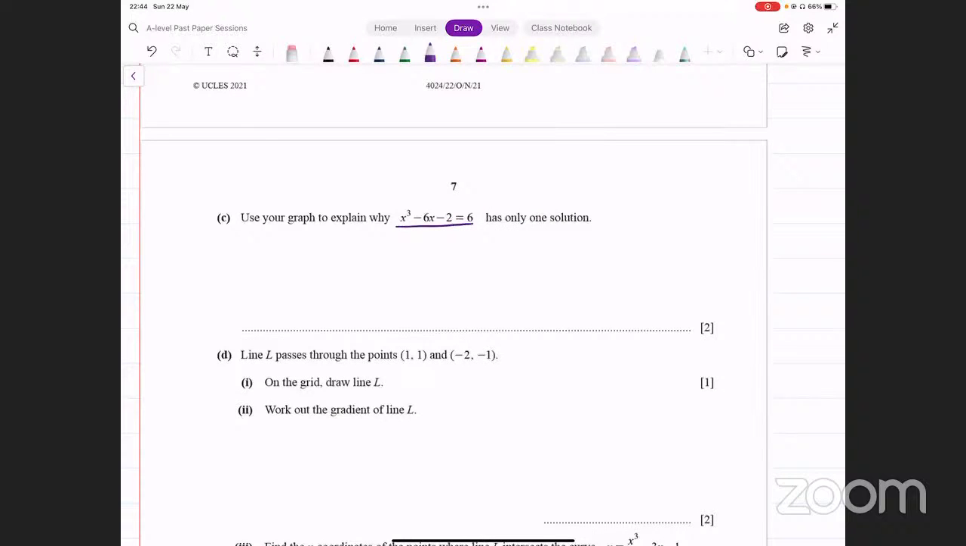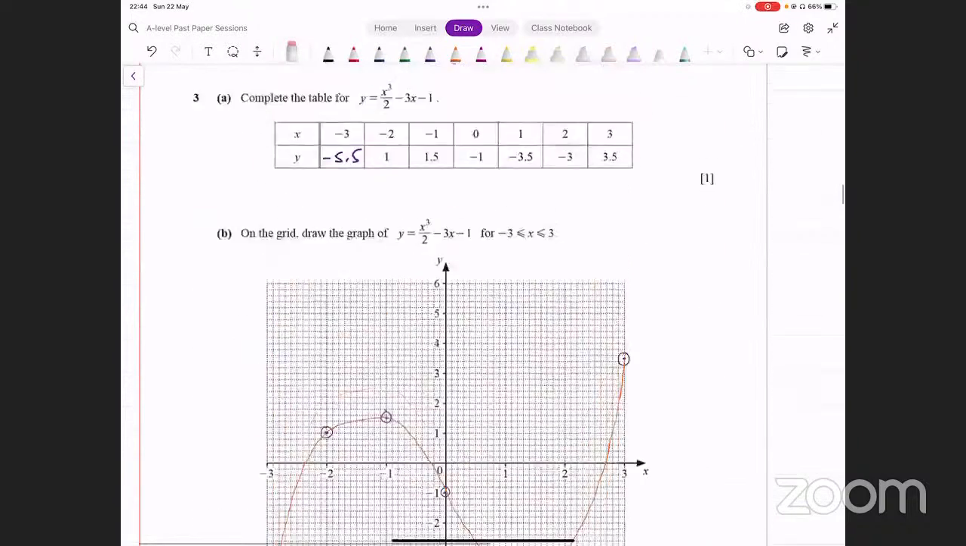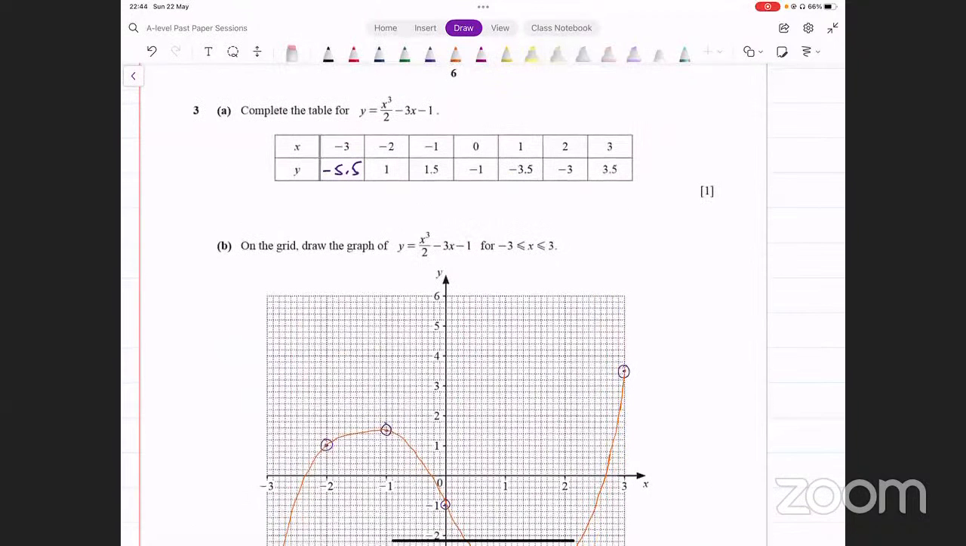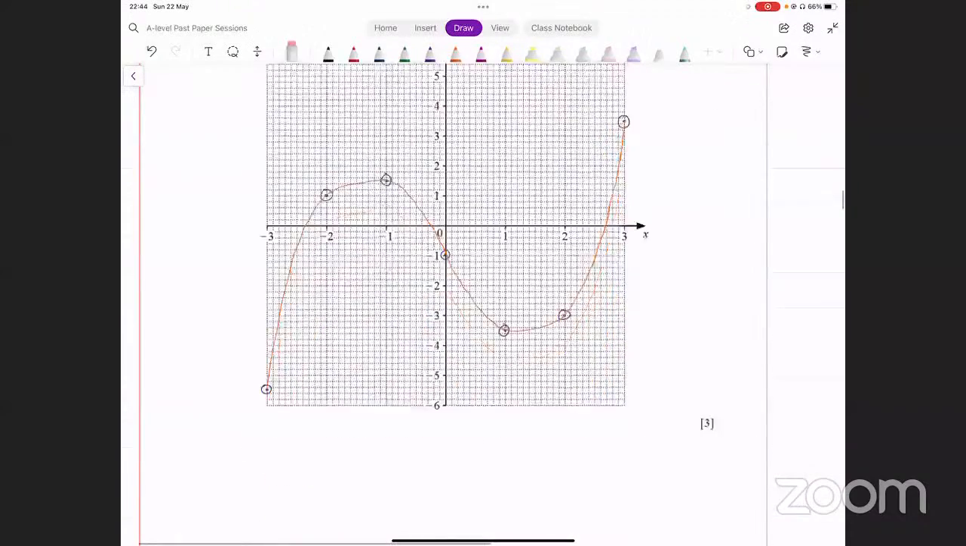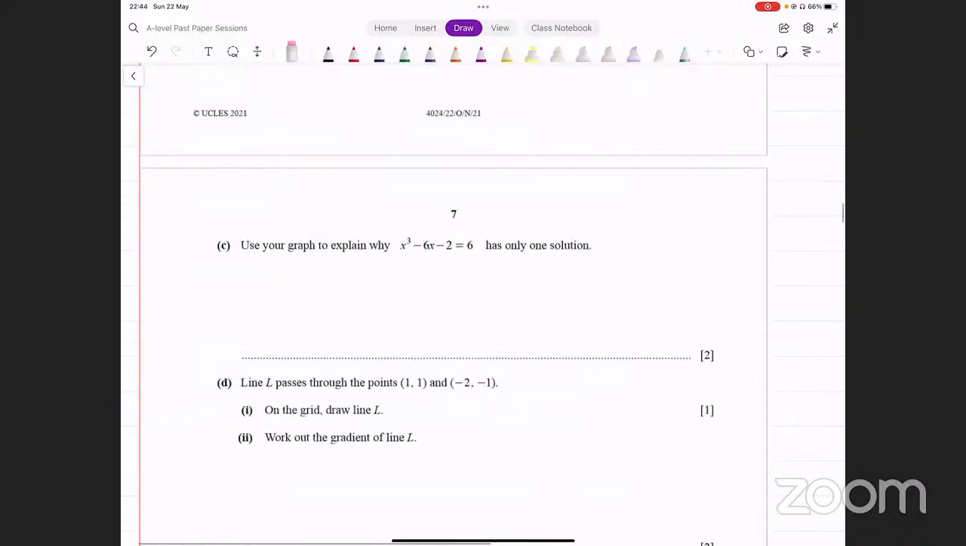Okay, whenever you have to use a graph, you have to look at what function you have drawn the graph of. The graph you have drawn is of this function: it's x cube over 2 minus 3x minus 1. This is the function that you have drawn. What is given here is not that same function.